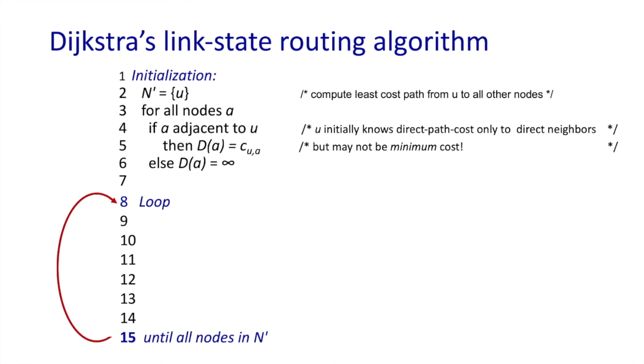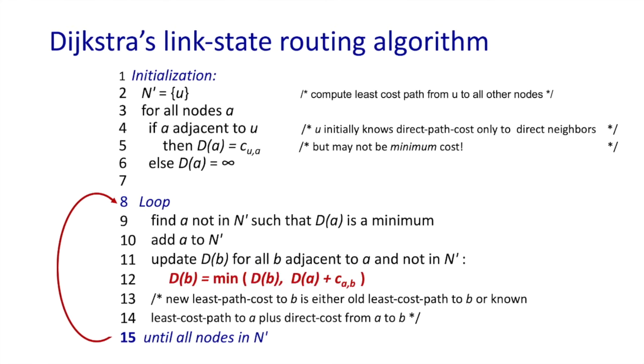Steps 8 through 15 are the heart of the algorithm, and this is just a loop. What we're going to be doing in the loop each time is finding one node, A, adding it to N prime, doing an update, and then iterating back again. So this loop has basically two parts, finding a node and then performing an update. Let's take a look at it now.